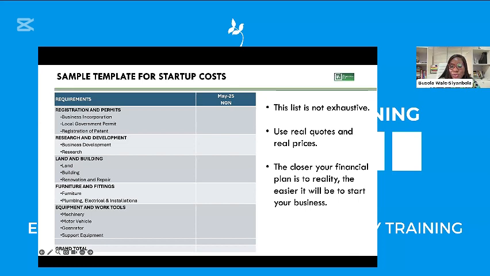So I advise that you use real quotes and real prices also when you are preparing this. Which means you need to do your market research to get prices as close to reality as possible. Because the closer your financial plan is to reality, the easier it will be to start your business.